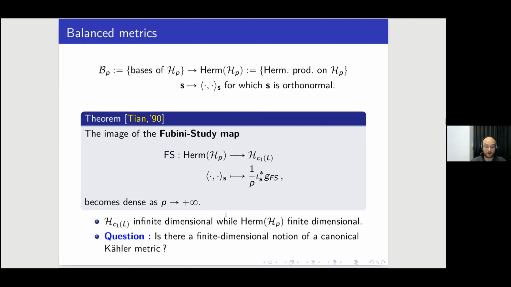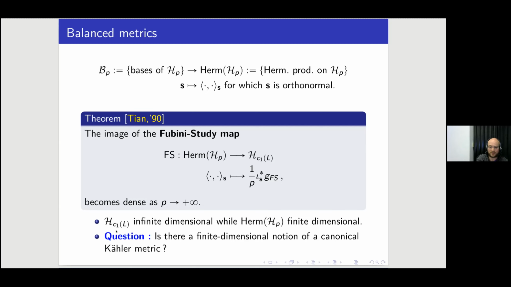So the question now is: is there a finite dimensional notion of a canonical Kähler metric? We have the supposed constant scalar curvature metric here. Can we find some kind of canonical metric here to compare it and approach this metric? So every Kähler metric can be approached by Fubini-Study metrics. So the question is: is there a notion of canonical metrics here, such that the canonical metric is approached by these canonical metrics? It will reduce this hard problem of finding it to an easier problem. And this is exactly what is a balanced metric.